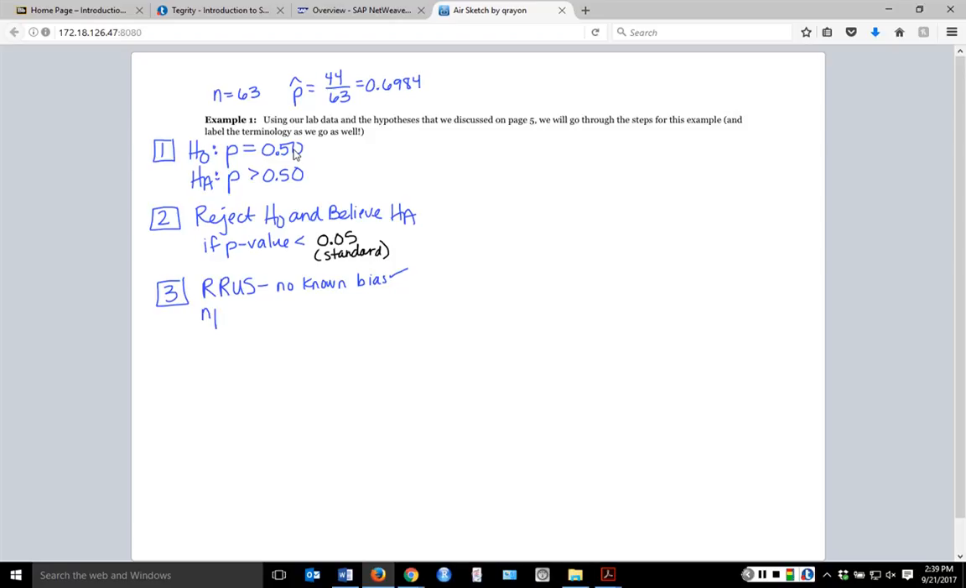Then we take our n times our p0. Again, our n was just our 63. P0, again, is just the number that shows up here in the null hypothesis. So that's going to be our 0.50, which means we're going to get 31.5, which is at least 10. And then our n times 1 minus p0 will be 63 times 1 minus 0.5, which is also 31.5, which is at least 10.